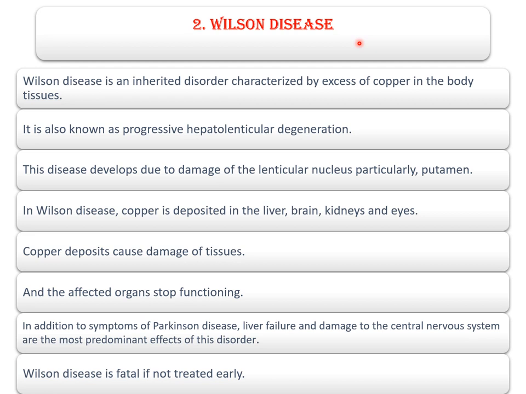Second is Wilson's disease. Wilson's disease is an inherited disorder characterized by excess of copper in the body tissue. It is also known as progressive hepatolenticular degeneration. This disease develops due to damage of the lenticular nucleus, particularly the putamen. In Wilson disease, the copper is deposited in the liver, brain, kidney, and eyes. Copper deposits cause damage of the tissue, and the affected organs stop functioning.